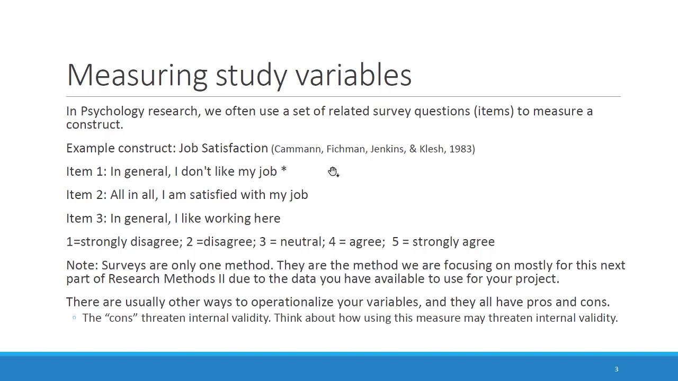And before we conduct any analyses or we average these 3 questions together, we need to recode the responses to number 1 so that we can be sure that for each of our items, we're measuring degree of satisfaction with the job and not degree of dissatisfaction.